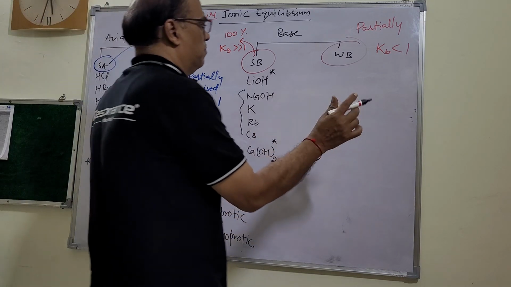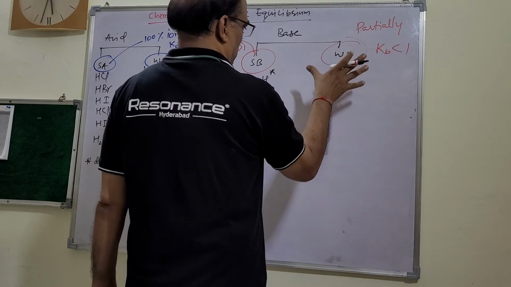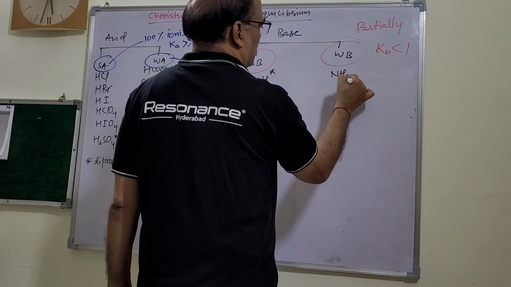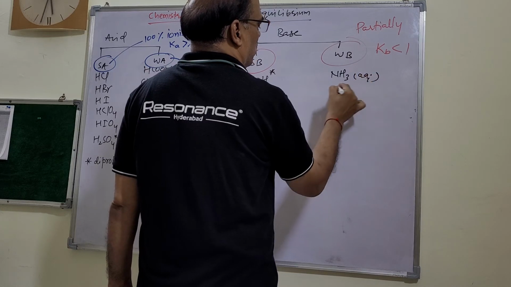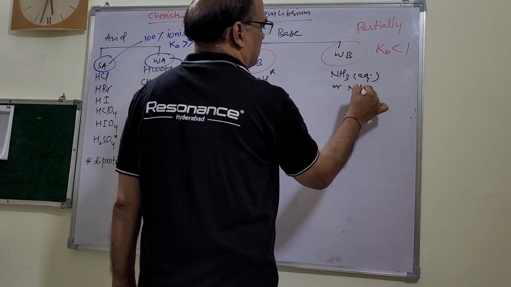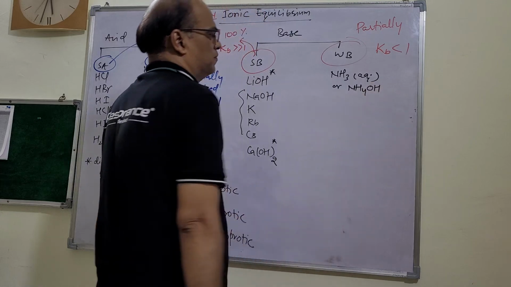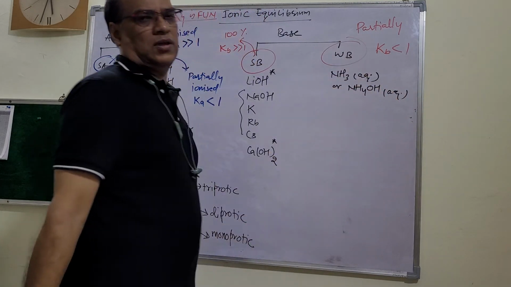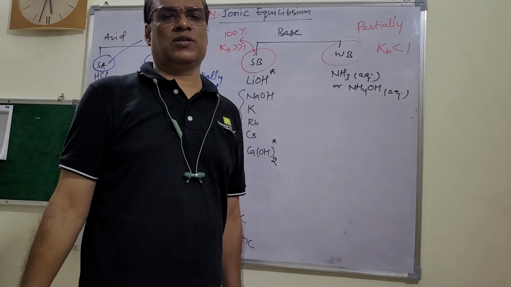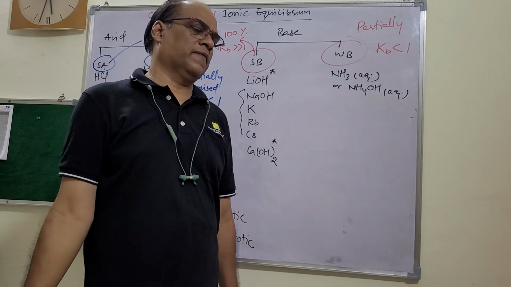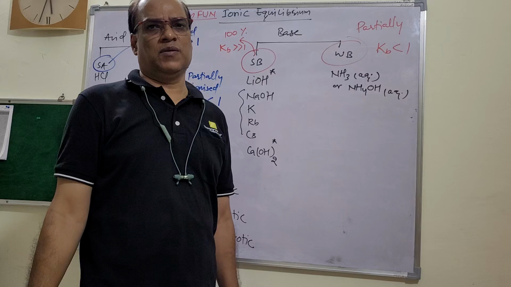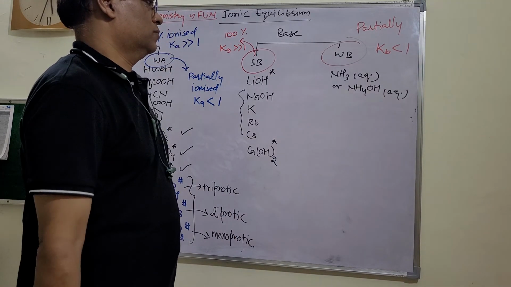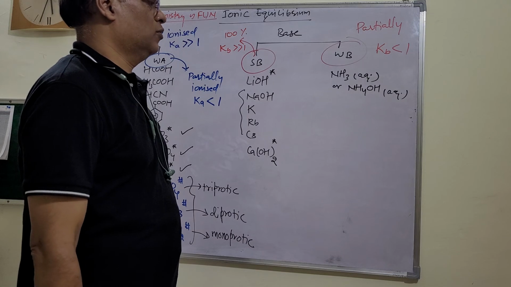Weak base is basically ammonia. We have ammonia, NH3 aqueous, or we can call it ammonium hydroxide. Same thing, no difference. If 1 molar ammonia aqueous is given in the question, or 1 molar ammonium hydroxide aqueous is given, both are the same, they are not different. When we deal with chemical kinetics, I will tell you how this happens.